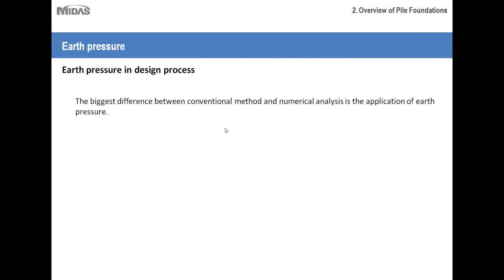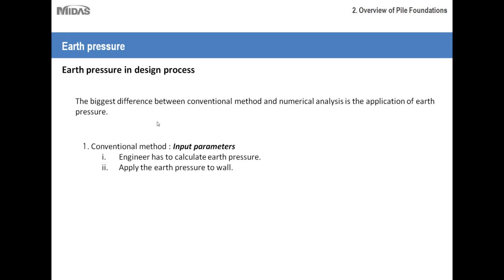Okay, so let's talk about the earth pressure in the design process. The biggest difference between the conventional method and the numerical analysis method is the application of the earth pressure. For the conventional method, your main area of interest is the input parameters. You have to calculate the earth pressures, and you have to apply the earth pressure on the wall. So that's your main concern.